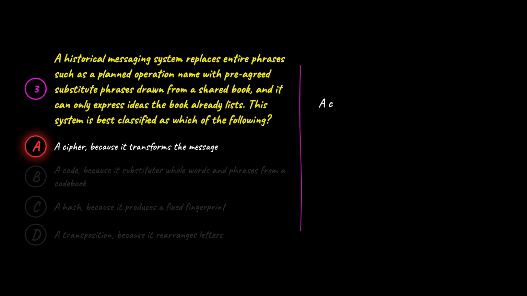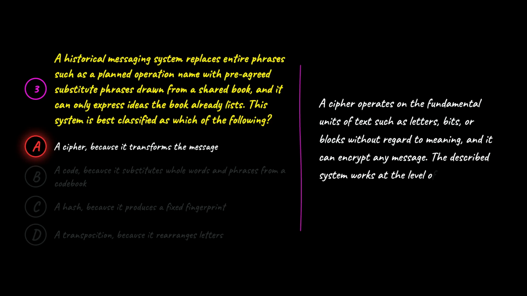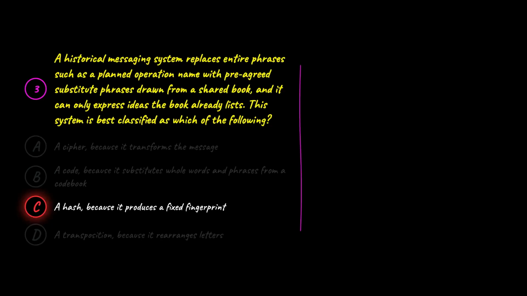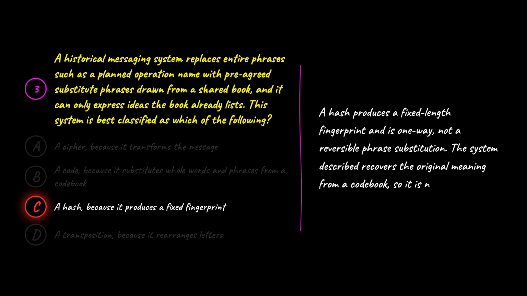A is wrong because a cipher operates on the fundamental units of text such as letters, bits, or blocks without regard to meaning, and it can encrypt any message. The described system works at the level of whole phrases, not fundamental units. C is wrong because a hash produces a fixed-length fingerprint and is one way, not a reversible phrase substitution. The system described recovers the original meaning from a codebook, so it is not hashing.